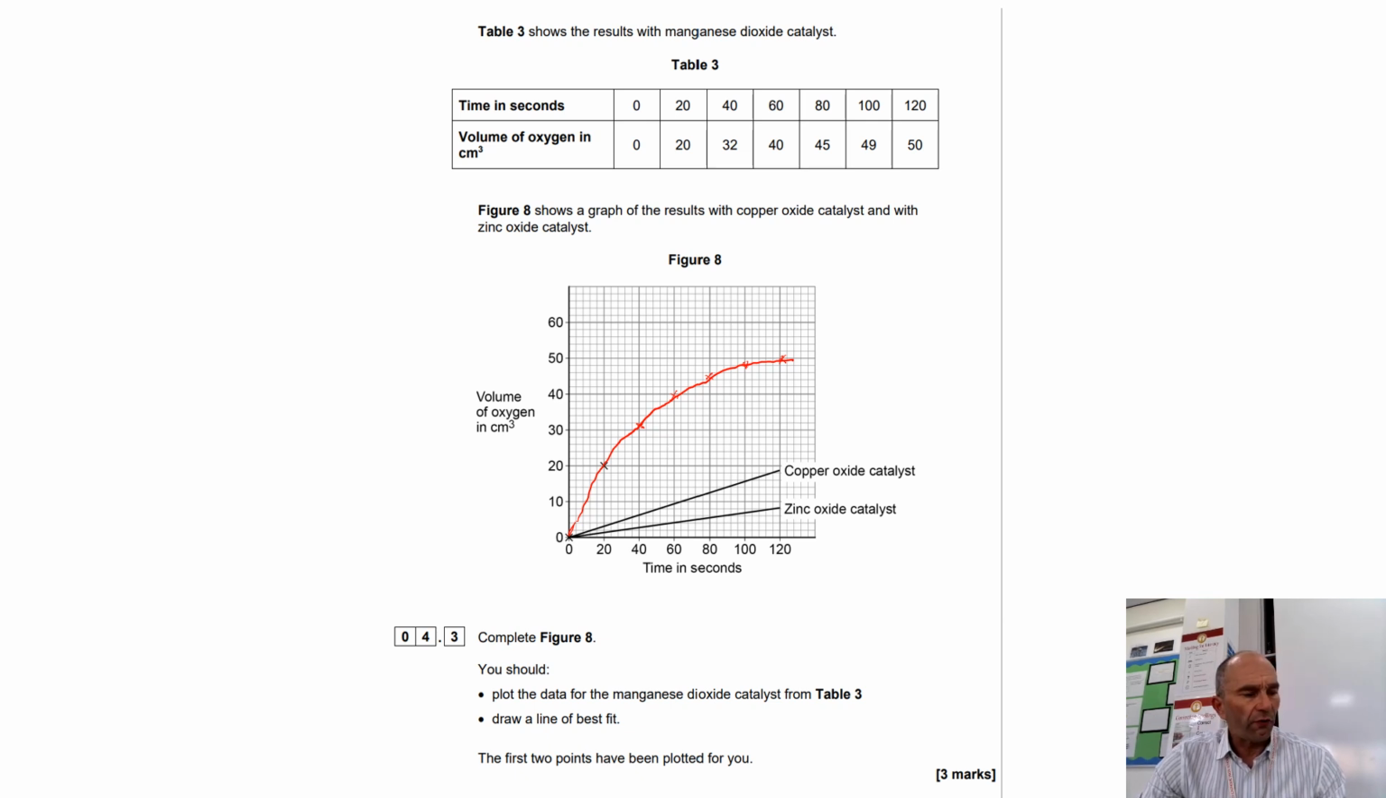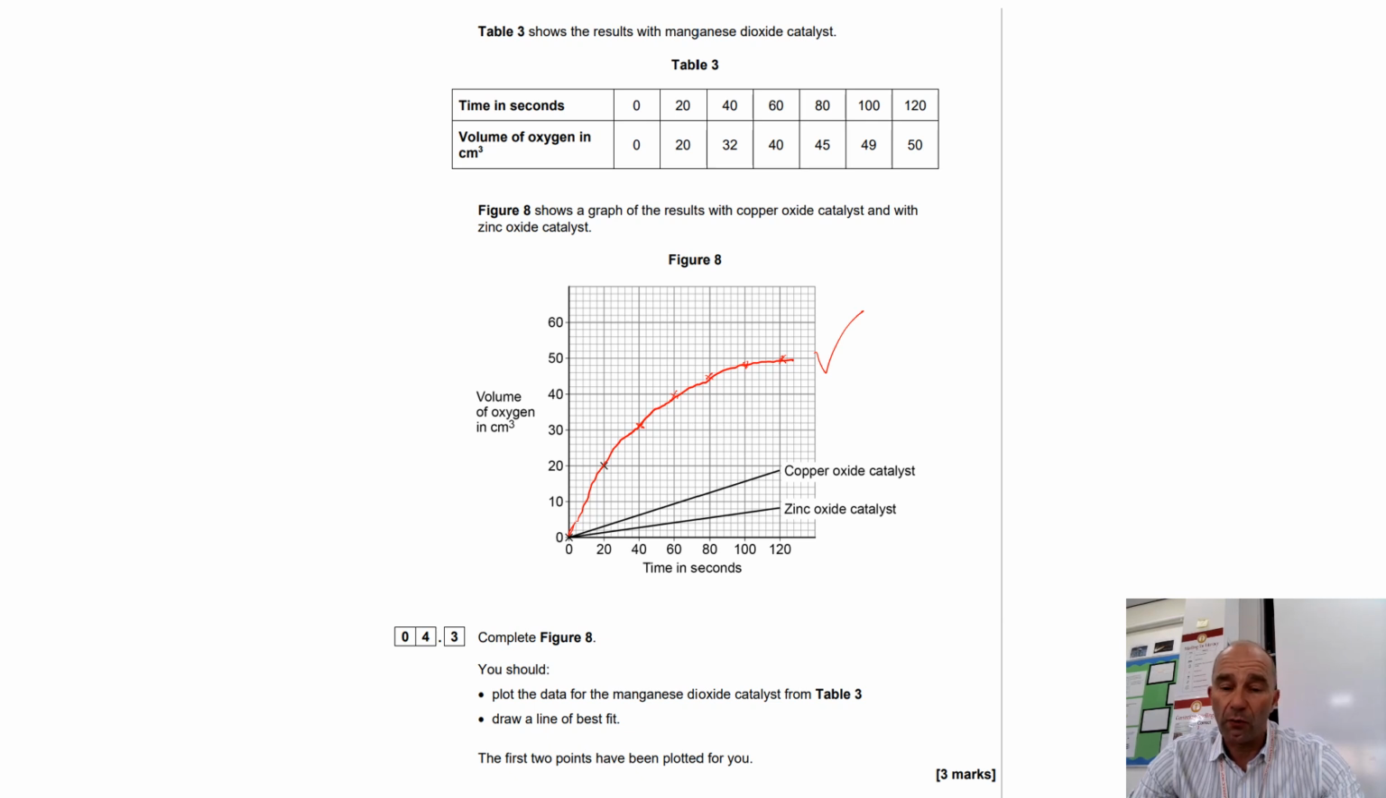Now, question 4.4 is going to ask us which is the best catalyst, and we need to explain why. So we're going to talk you through that question now while the graph's in front of us. Well, manganese dioxide is the best catalyst. That's the one that we've just plotted. Why is that? It has the steepest gradient on the curve. So you can see we're getting a much greater volume of oxygen produced, but the important thing is the gradient of the curve.